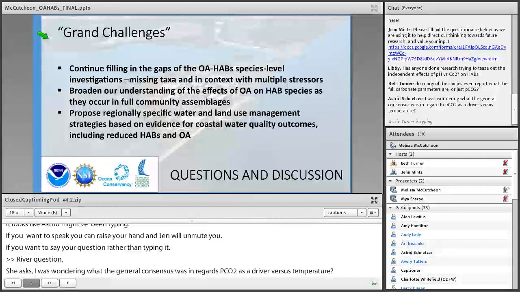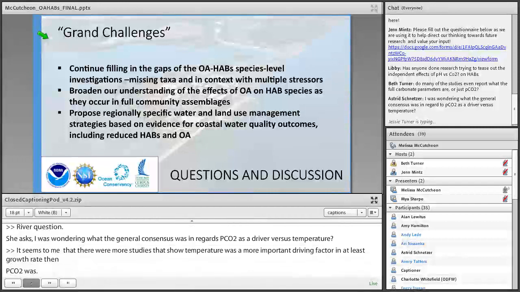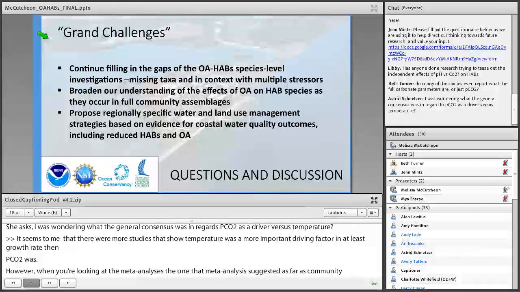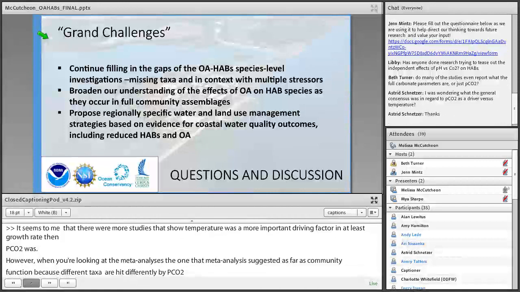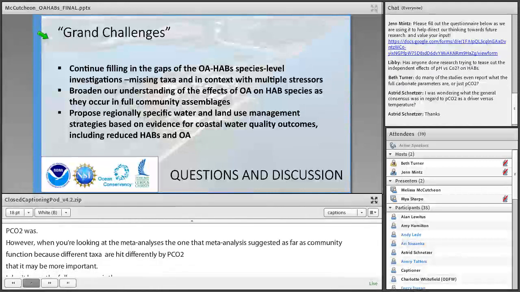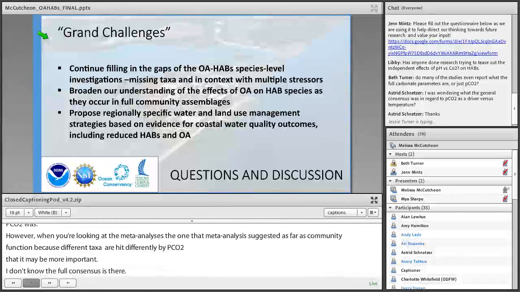However, when you're looking at the meta-analyses, the one meta-analysis suggested as far as community function, because different taxa are hit differently by PCO2, that it may be more important. So, I don't know that a full consensus is there yet. I think there have been more studies looking at temperature as a driver than there have been looking at PCO2 as a driver, for sure, but not even a ton of them that are looking at them in conjunction with each other at this point.